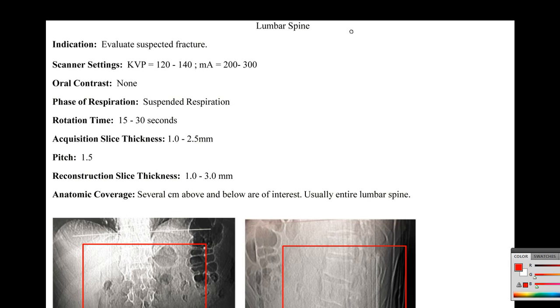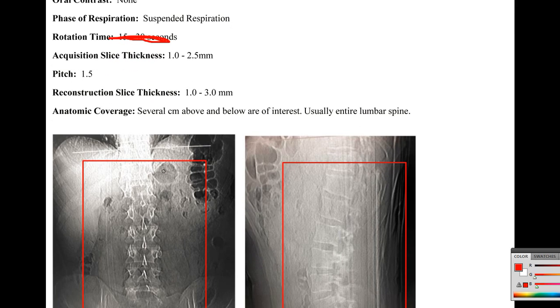In looking at the lumbar spine, we find that the protocol is very much similar to what we saw with the thoracic spine. We'll cross out the rotation time. The slice thickness is still very much the same, and once again we're told to include centimeters above and below the area of interest.